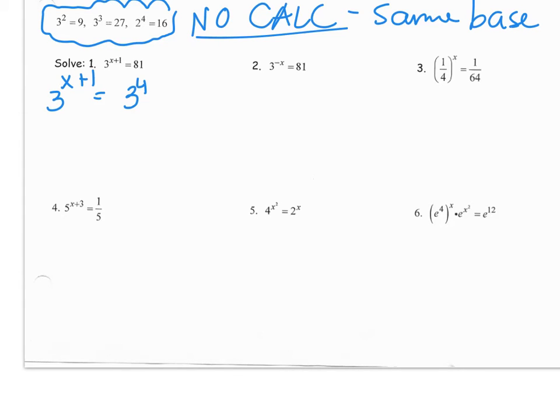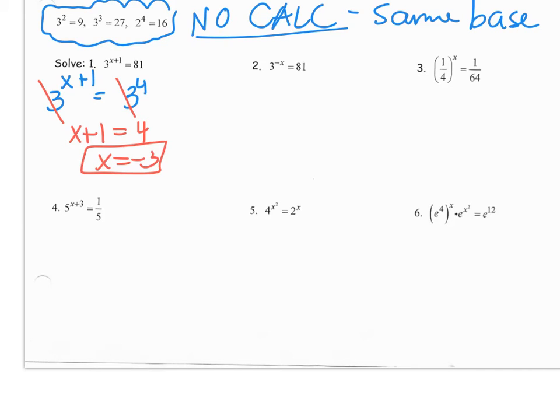Now I have 3 to the x plus 1 equals 3 to the 4th. What that means is that I can drop the bases at this point, because they're the same, and I can just write that the exponents must equal each other. So then I get x equals 3. Again, if you can get the same base on both sides, then you're good to go.